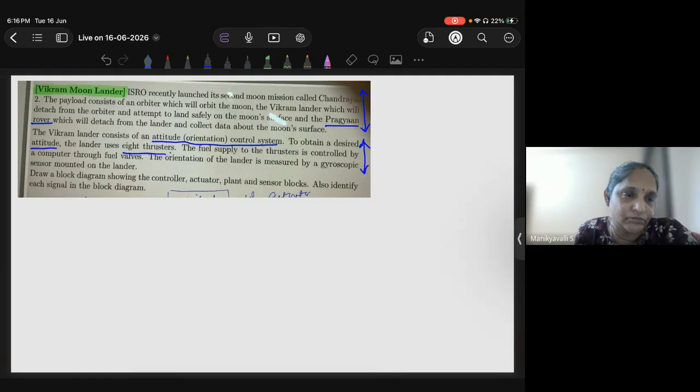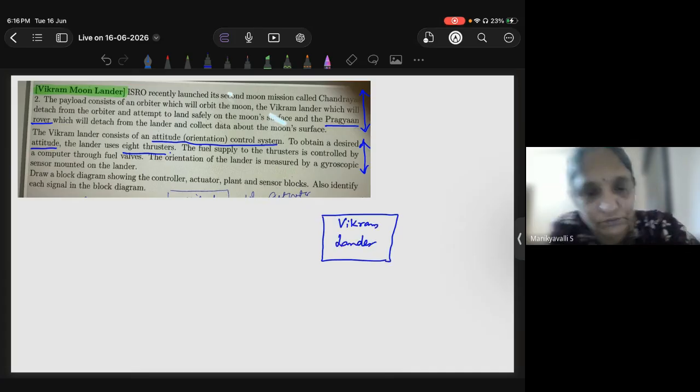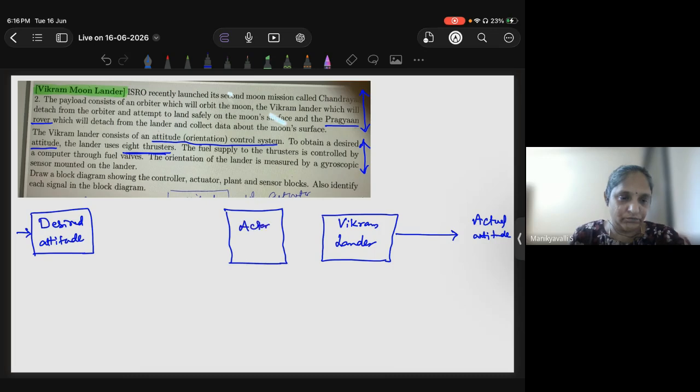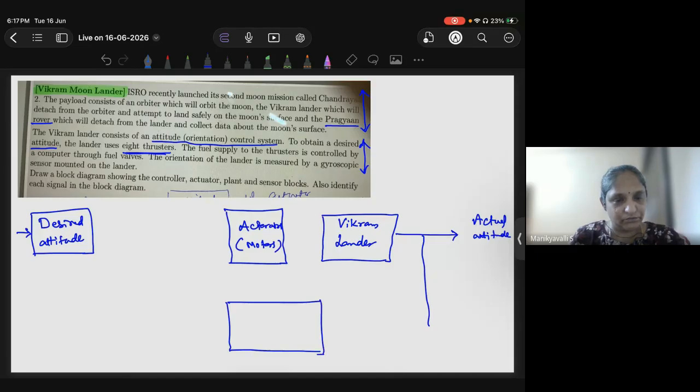What we do is, we have this Vikram lander. Then we have the desired attitude here. Once you have the desired attitude, here you have the actual attitude. This lander is controlled by these actuators, which we call thrusters, and these are nothing but the motors. This attitude we measure using a measuring device, something called gyroscopic sensors.